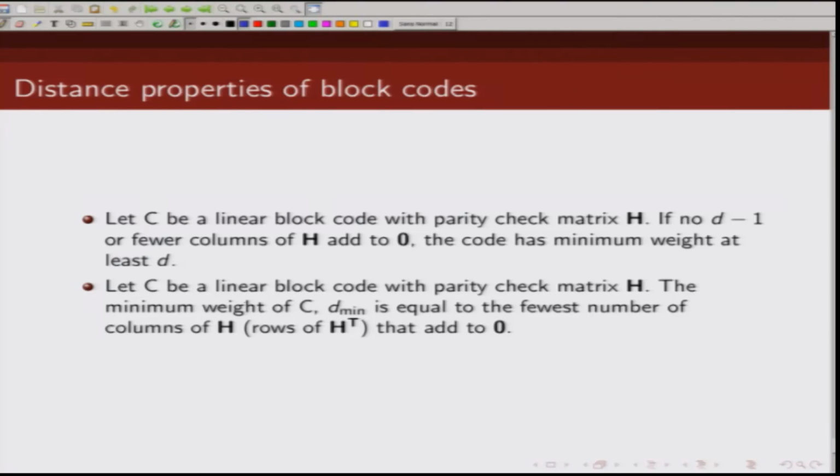The second statement that we can make is, if there is a linear block code C with parity check matrix H, then the minimum weight of this linear block code C, D min, is equal to the smallest number of columns of this H matrix whose vector sum adds up to 0.